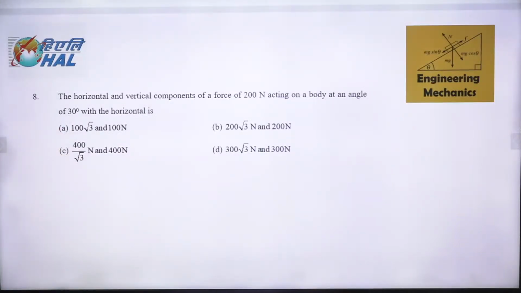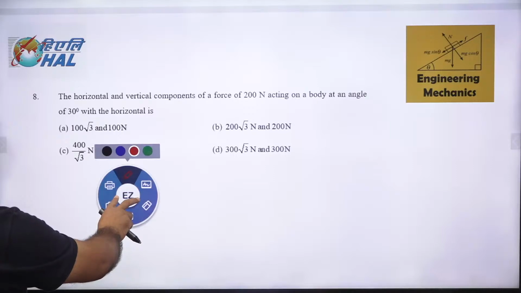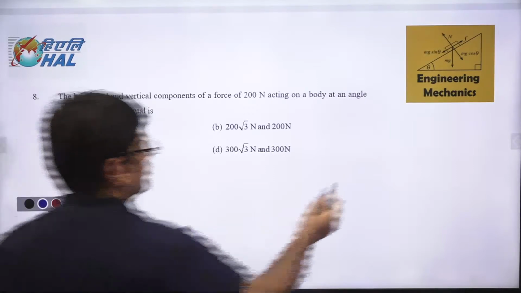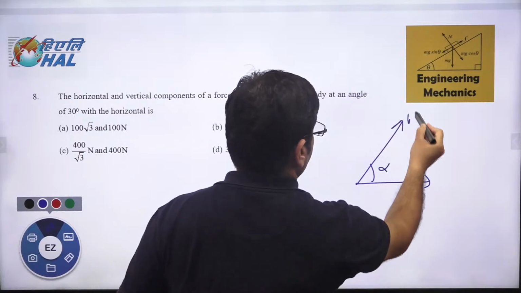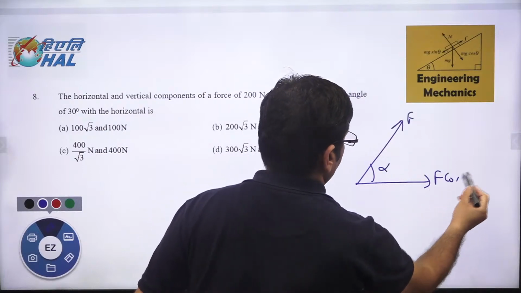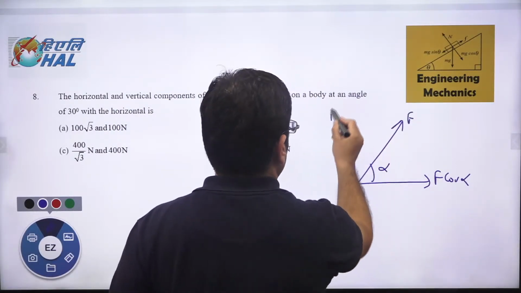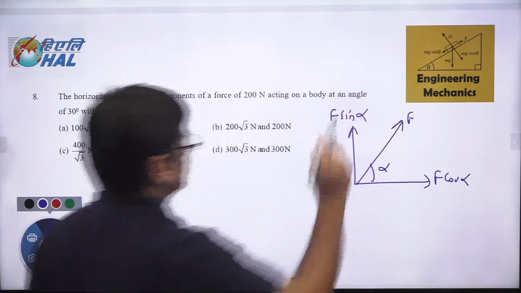Horizontal and vertical components of the force acting on a body at an angle of 30 degrees with the horizontal is. So I think this is very, very simple. Components of the forces you have to calculate. So if the force is given to you and some angle is given to you, so this is the force, this is F cos alpha and this is F sin alpha. That is what he is asking.